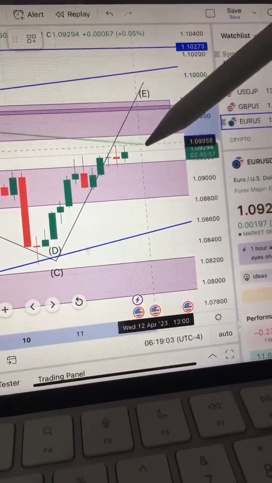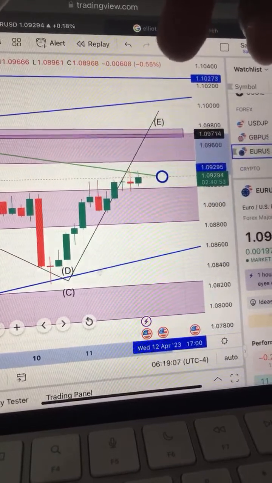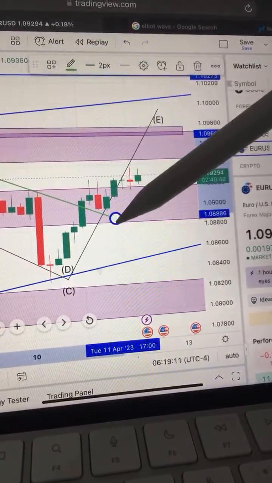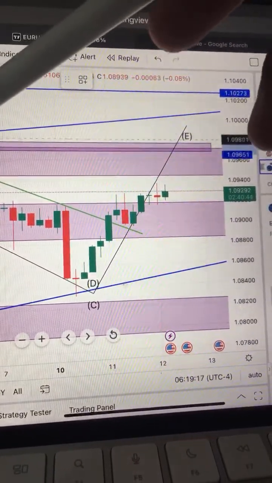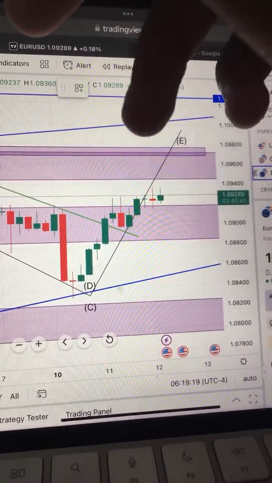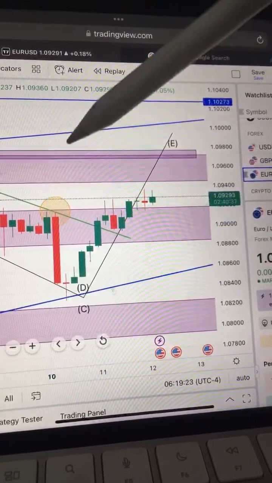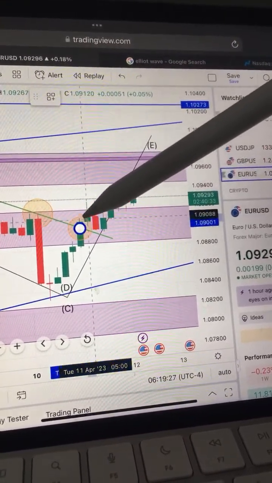Let me check if there is a confirmation of touch 1, touch 2. Here is our touch 1. Here is our touch 2. So yeah, we have a confirmation, and this is what we have, and touch 3.